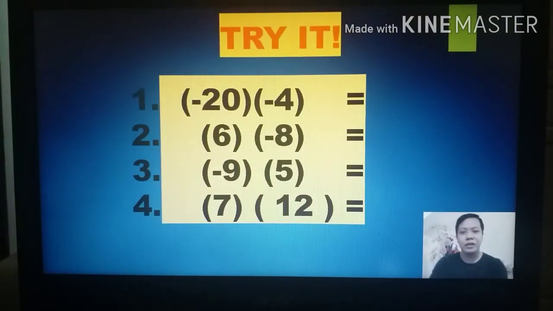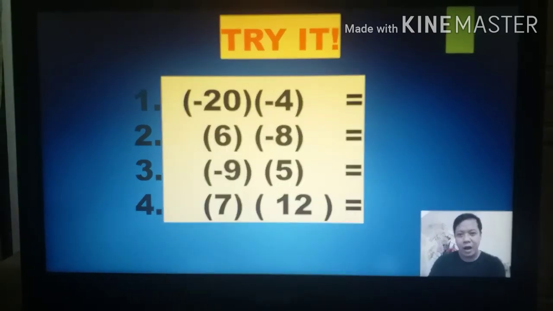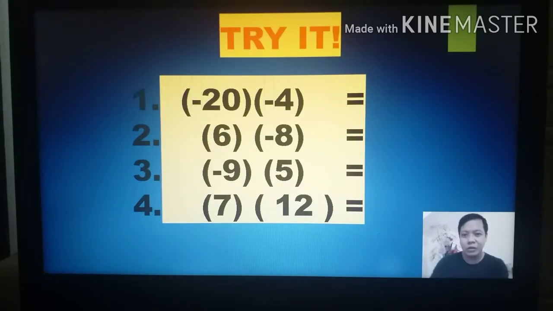Number 1, we have negative 20 and negative 4. Find the product, so it's the same sign. Number 2, positive times negative, unlike signs, positive 6 times negative 8. What is the product? In number 3, the given is negative 9 times positive 5. What is the product? And last one, what's the product of positive 7 and positive 12? So it's easy. Those who get 4/4 or the perfect score, I will notify this in the comment section.